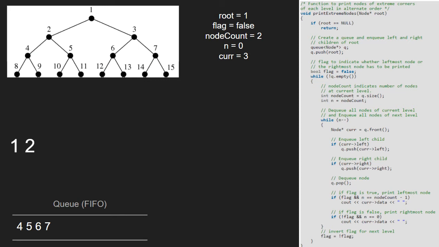Node count and n will be equal to 4 since there are 4 elements in the queue. We enter the second while loop and decrement n. Cur will now point to 4. We enqueue the left and right children of 4, so 8 and 9 will be enqueued. Then we pop 4 from the queue. Since flag is false and n is not 0, cur is not printed. We continue with the inner while loop and decrement n. Then cur will point to 5. We enqueue the left and right children of 5, so 10 and 11 will be enqueued.